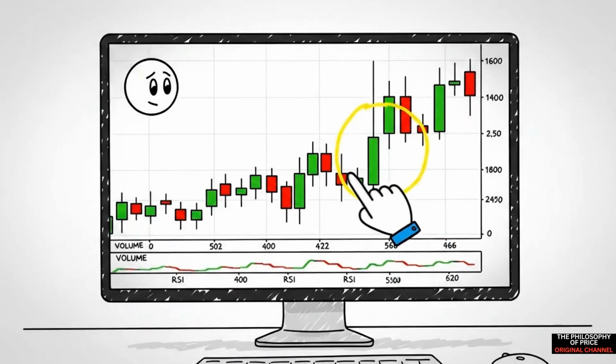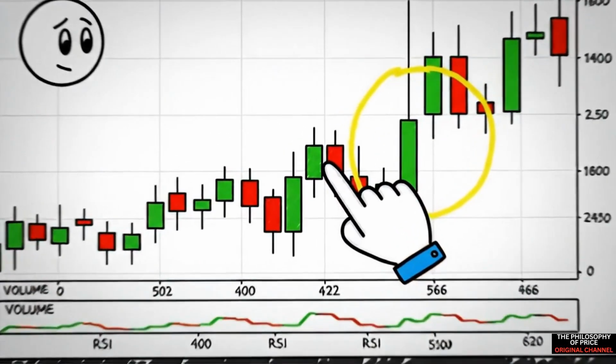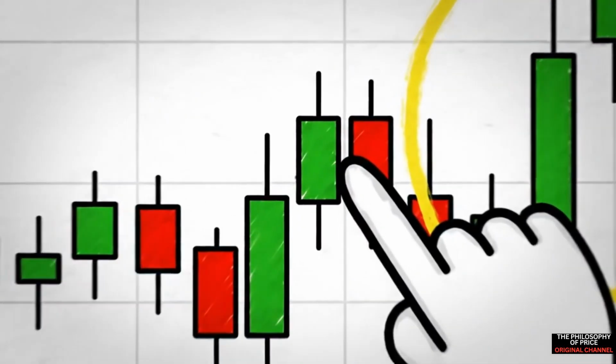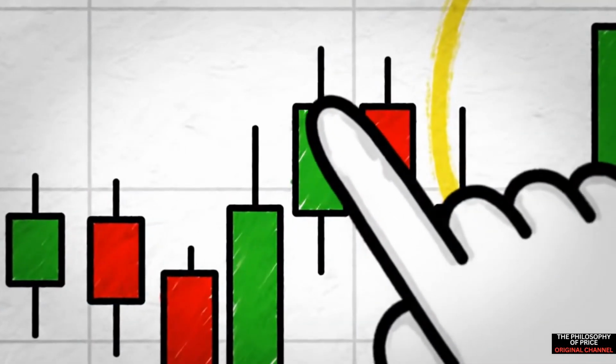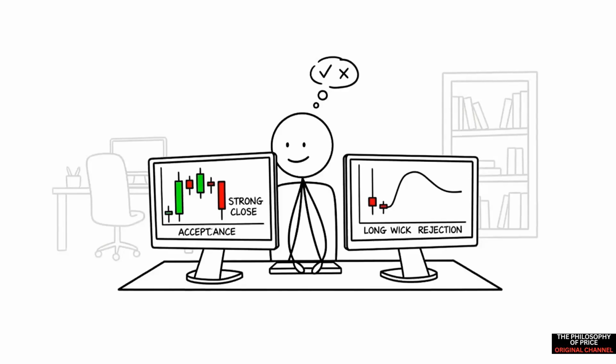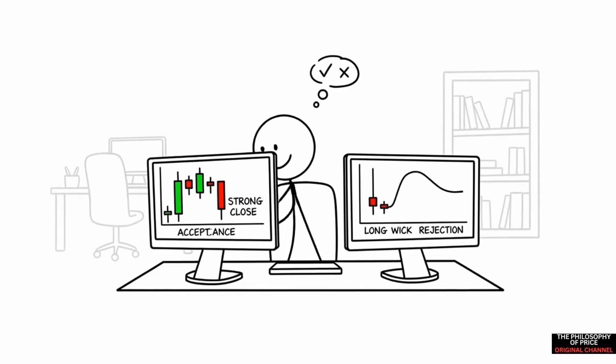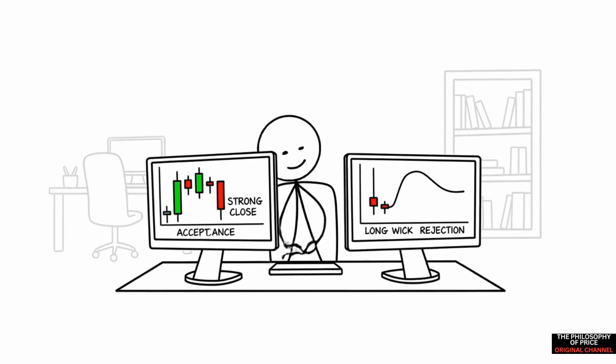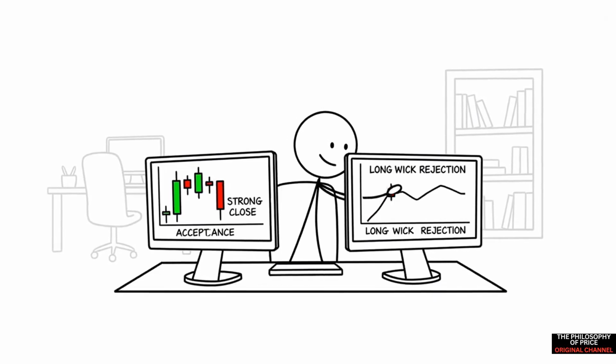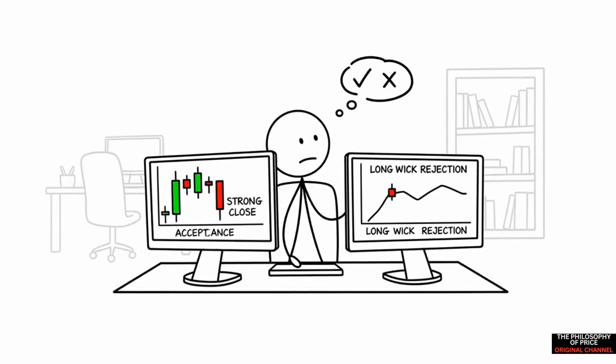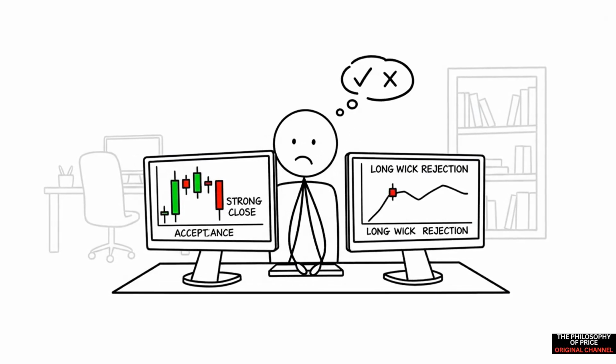However, it is vital to scrutinize the quality of this breakout. You want to see a strong close with a wide candle body near its high. This signifies genuine acceptance of the higher prices, as opposed to a mere wick that pokes through but then closes back inside, which indicates rejection.